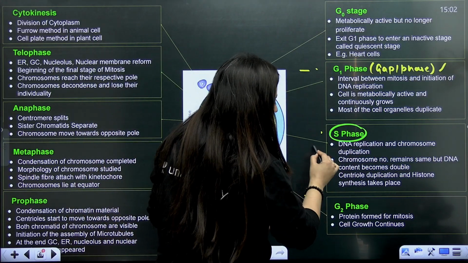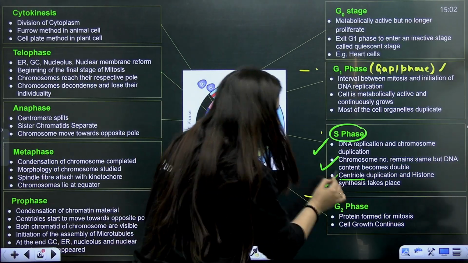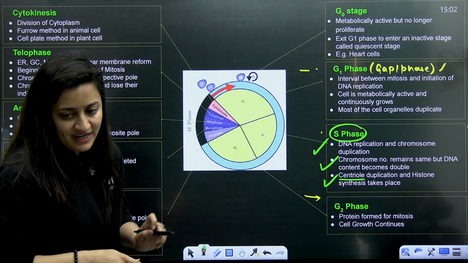In the S phase, as I said, there is DNA duplication, but the chromosome number will remain the same, and the centriole, which is a non-membrane-bound organelle present in the animal cell, will also get duplicated here.